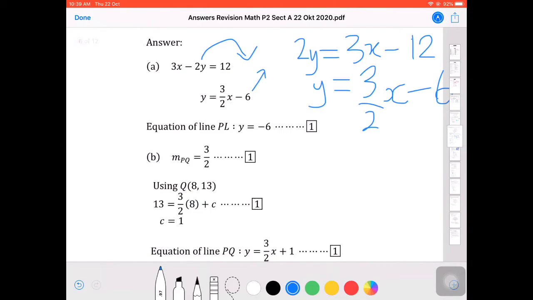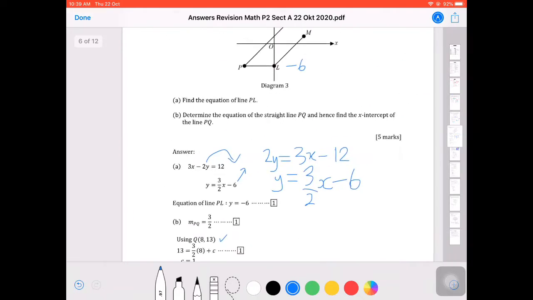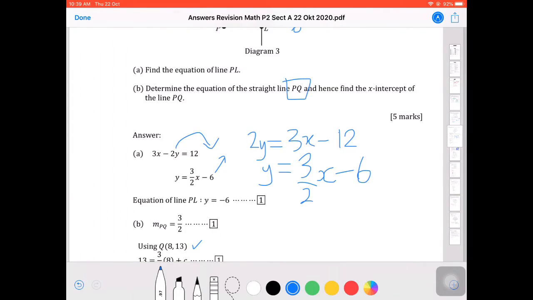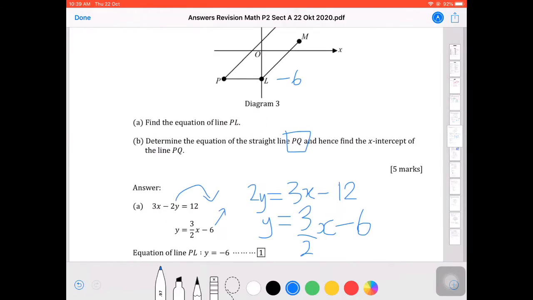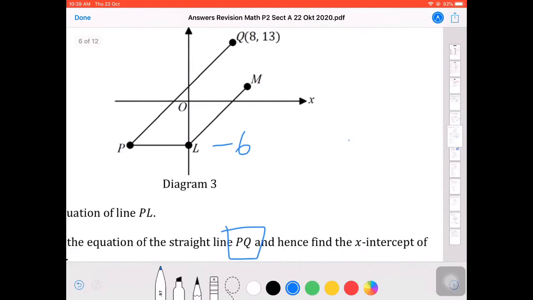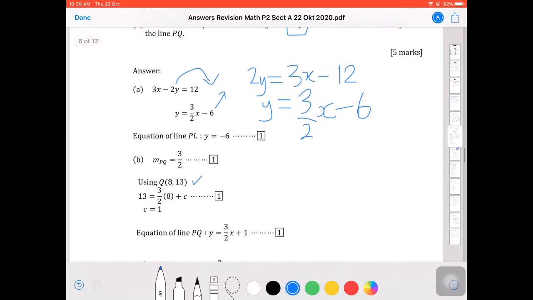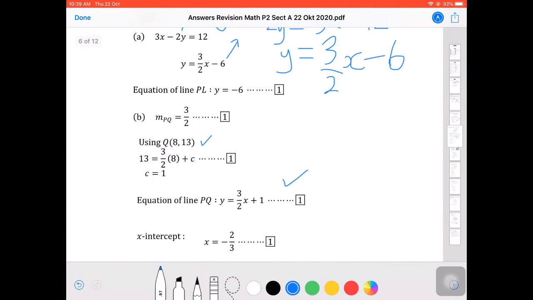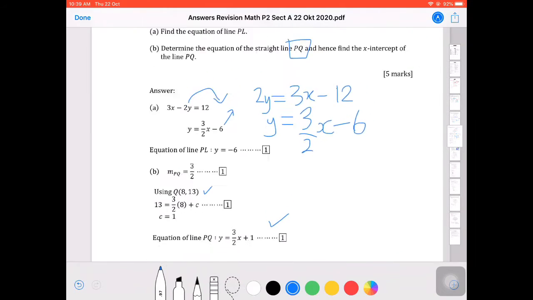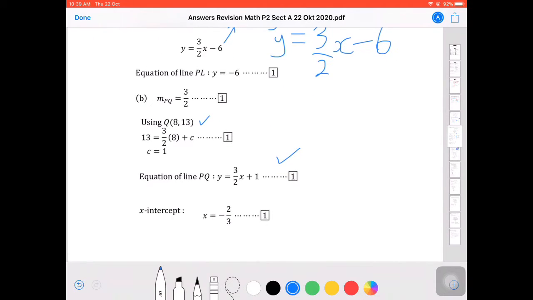So first, the PQ gradient will be the same as the above gradient, which is 3 over 2. Alright, now you want to find line PQ. Look at your PQ, you are given Q there, so we're going to use the Q point, 8, 13. You're going to substitute into y equals to mx plus c. Put y equals to 13, x equals to 8, you find the c, and then substitute back into y equals to mx plus c. You have there y equals to 3 over 2x plus 1.